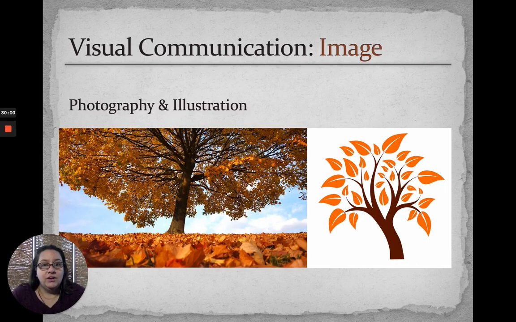All right, moving on from typography. Let's go to the visual component, image. A couple things I want to talk about here. Photography versus illustration. Both of these images are a fall tree with orange leaves, and it's very clear. Depending on what I'm trying to communicate or the aesthetic I'm trying to create, a photograph might be more fitting, or maybe I want the more symbolic tree. So it just kind of depends because they communicate different things.